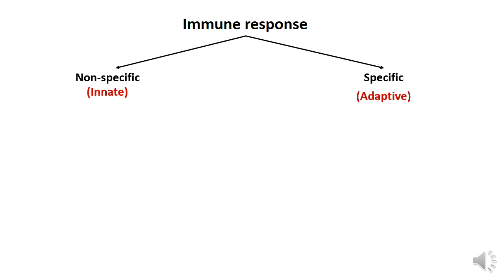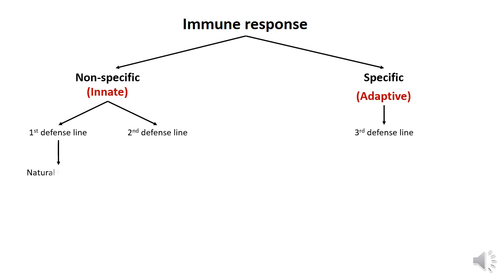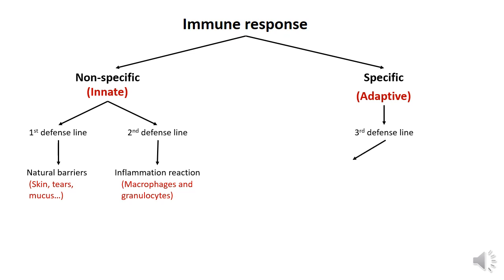So the non-specific, it has actually two defense lines. The first defense line and the second defense line. The specific, it has the third defense line. What do we have in the first defense line? We have the natural barriers, like the skin, tears, and mucus. In the second defense line, we have the inflammation reaction. Who is responsible for it? The macrophages and granulocytes.